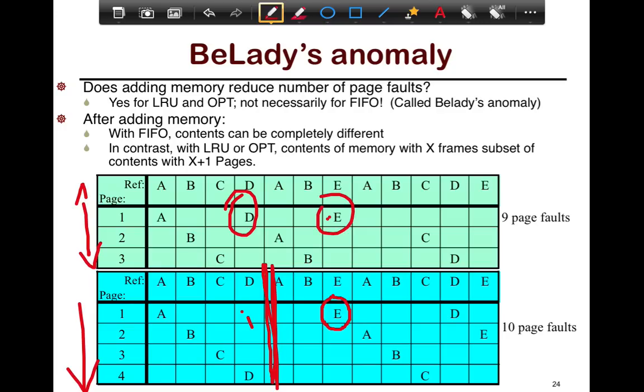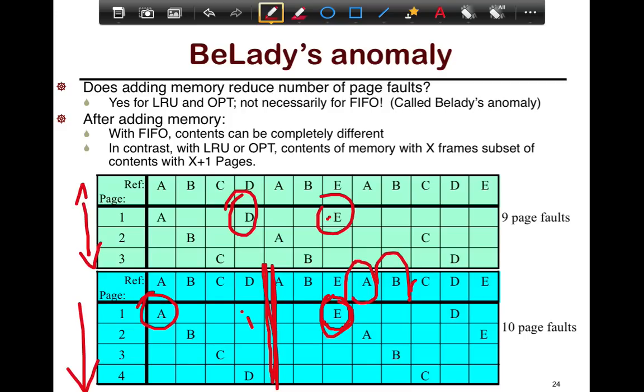D replaced A, E replaced D, so we have 2 page faults. In this case, E replaces A. Okay, in a stack, the one that's prioritized has changed. And unfortunately, it just so happens to be that A is the one that's most recently needed in the future.